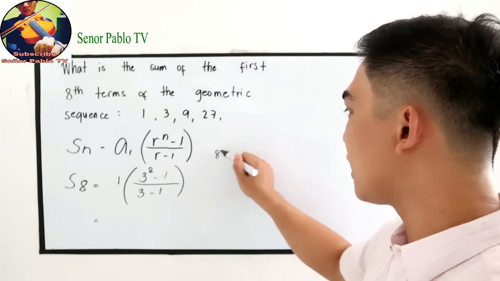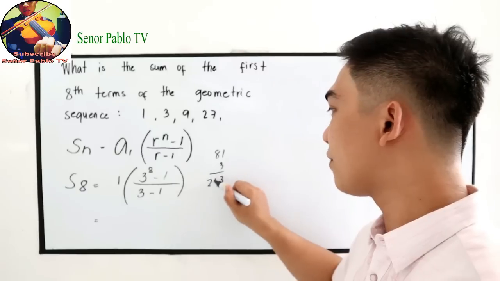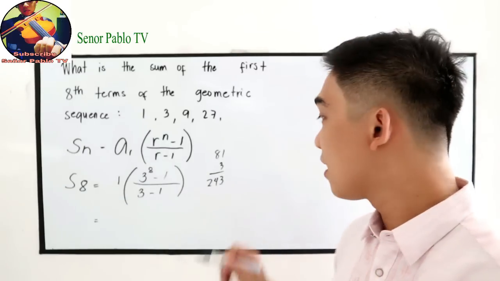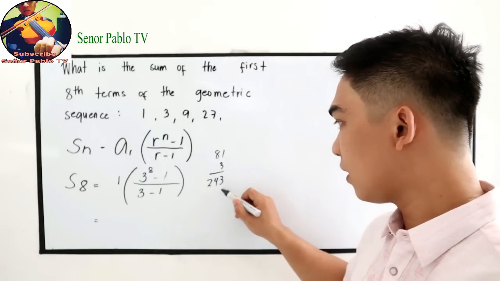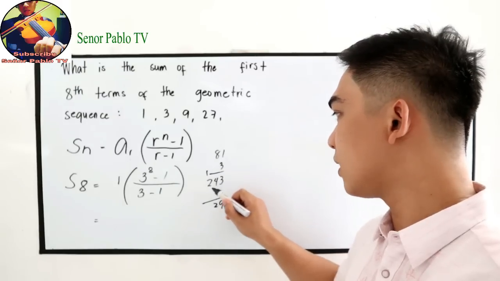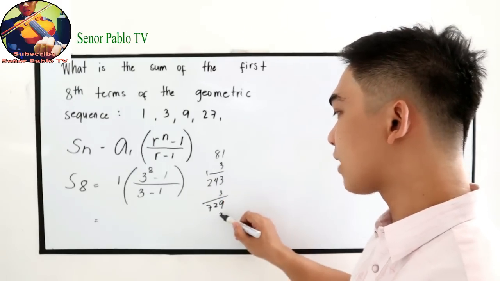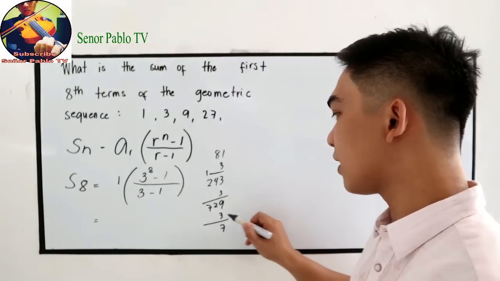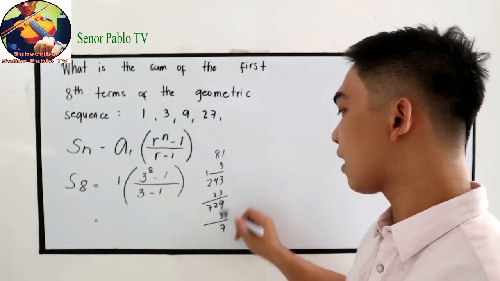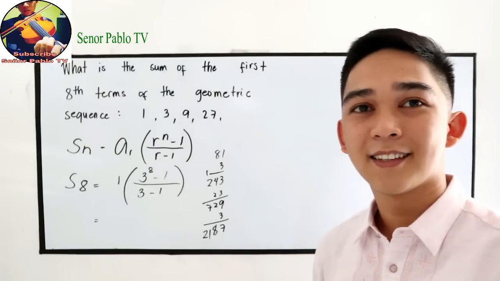So 81 times 3, that is 243. Next, 6 times 3, 18, carry 1, 6, 7, 2, 9. Then 7 times 3, 27. Carry 2, 6, 7, 8. 7 times 3, 21.